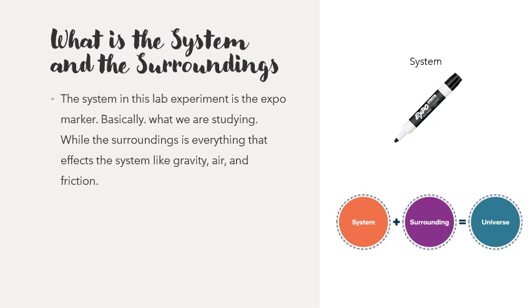So what is the system and what are the surroundings? The system in this lab is going to be our expo marker. This is the thing that we're going to be studying. And then pretty much everything else that's interacting with the marker is the surroundings. So the system plus the surroundings is literally just everything. This could be gravity, air, friction, all things that affect our system.